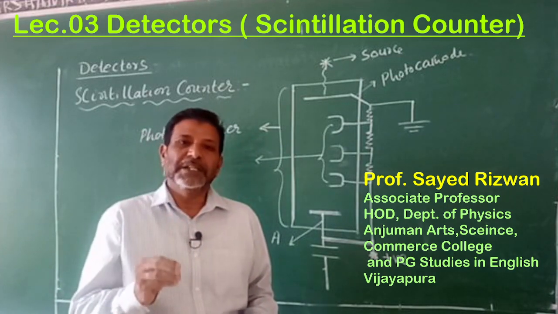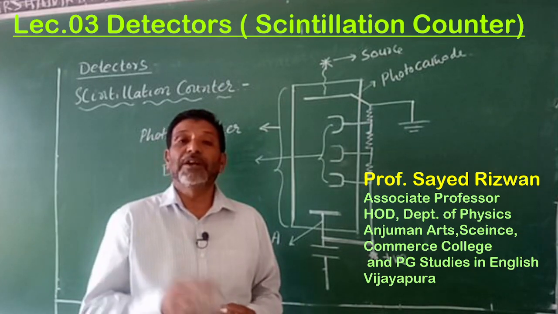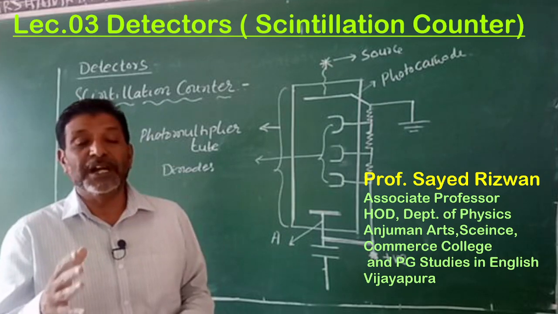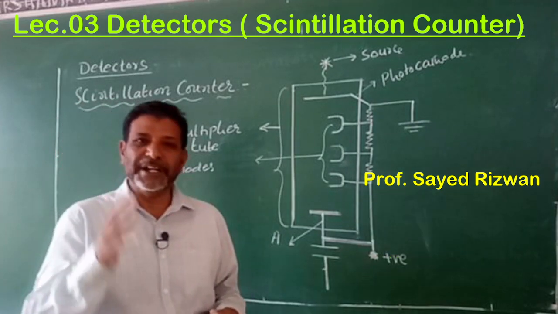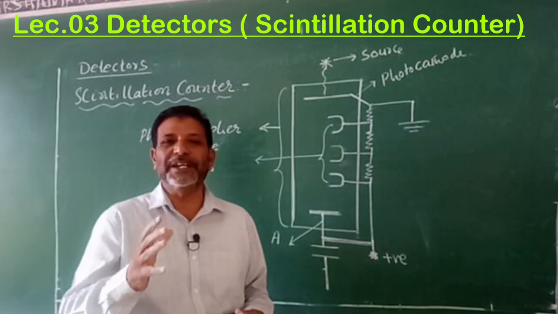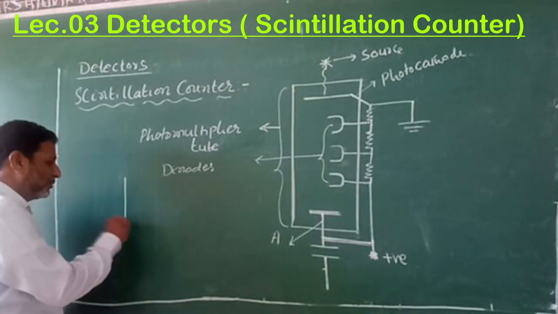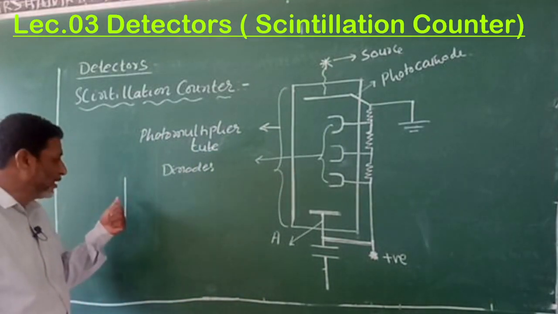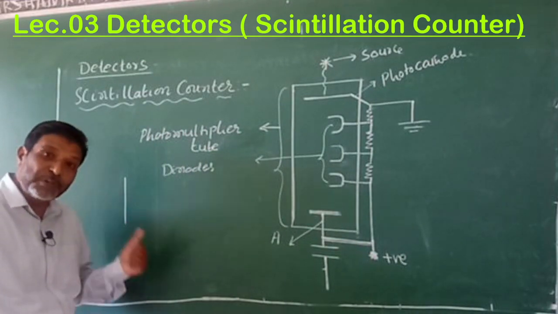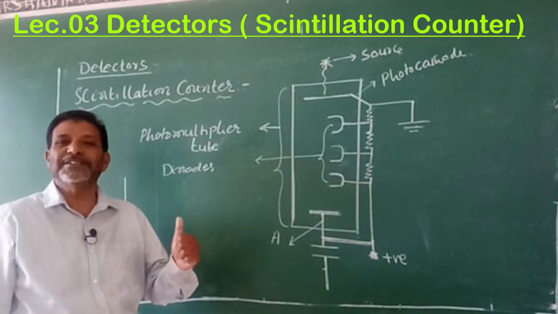Now, first, what is the photoelectric effect? The photoelectric effect is the phenomenon of emission of electrons from a metal surface under the influence of radiation of suitable frequency. Now, let us consider this is a metallic surface. The emission of electrons from this metal surface under the influence of electromagnetic radiation of suitable frequency is known as the photoelectric effect.